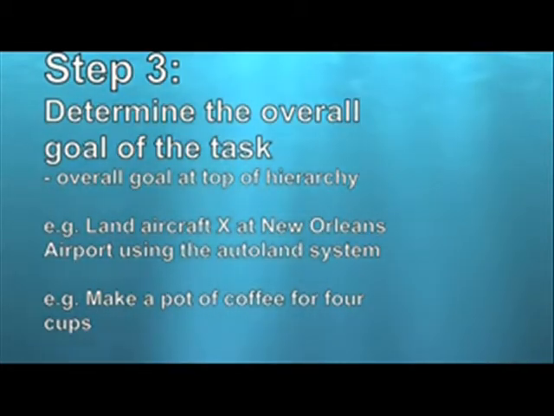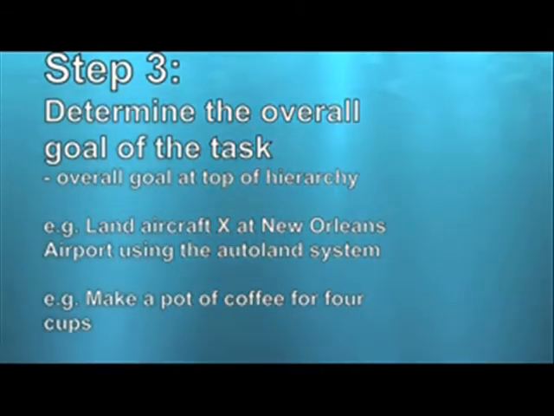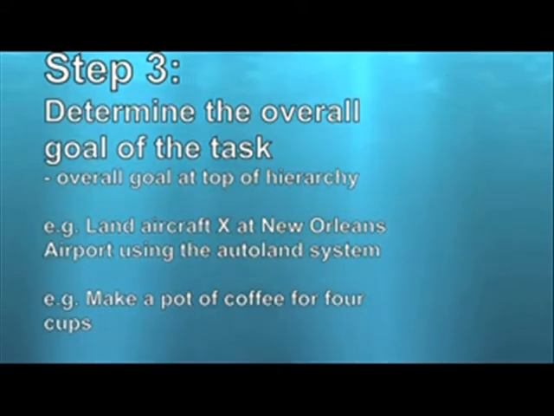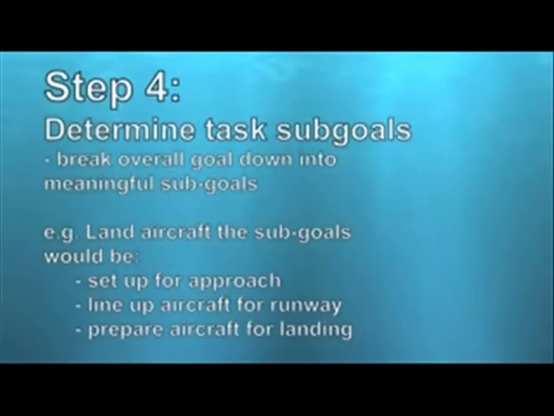The overall goal of the task under analysis should be first specified at the top of the hierarchy. Example, land aircraft X at New Orleans Airport using the auto land system. Or boil kettle. Or listen to in-car entertainment. The example coming up is how to make a pot of coffee. Step 4. Determine task sub-goals.